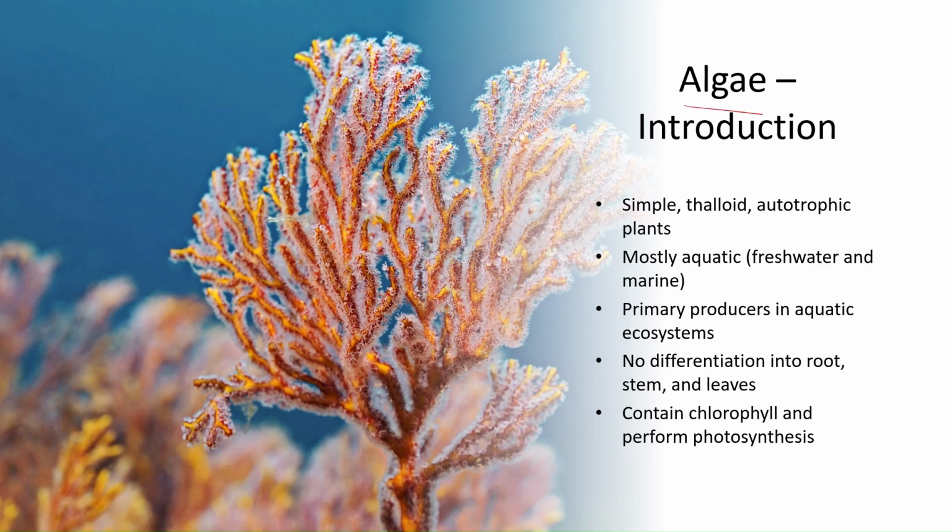Algae is a simple thalloid. Thalloid means, for example, this is a rock and this thallus is present attached to the rock. There is no separate body or tissue. So it is mostly simple thalloid autotrophic plants. Autotrophic means they prepare their own food, and mostly aquatic. Aquatic means this algae is present in the water.